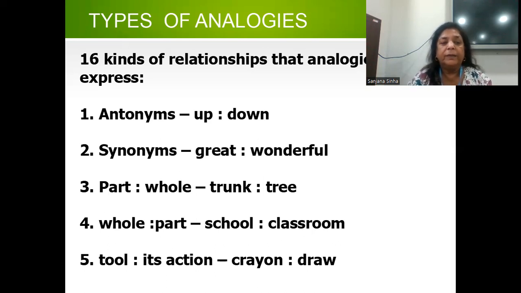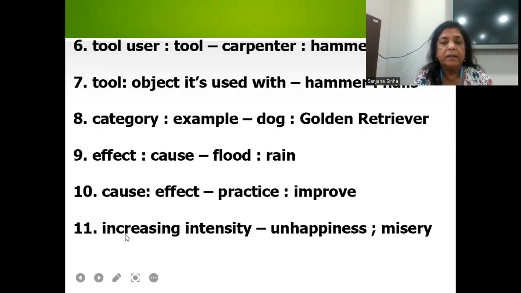Part and whole. The trunk is the part of a tree. Whole and part. School, the whole school. The school has classrooms. Tool and its action. Like crayons are used for drawing. Pens are used for writing. Simple as that.